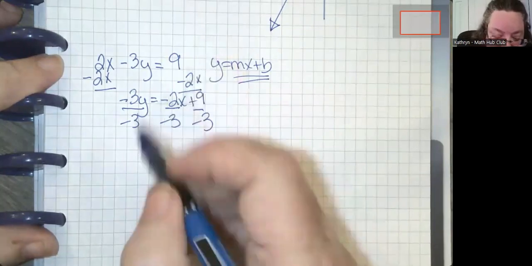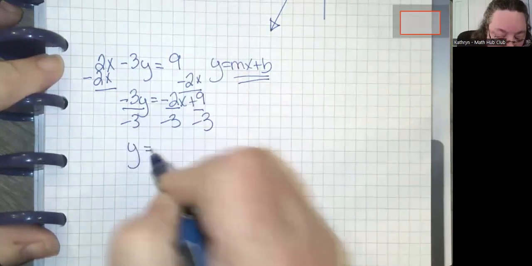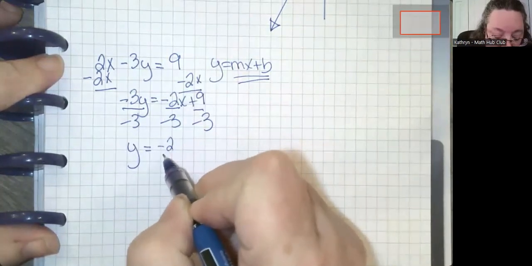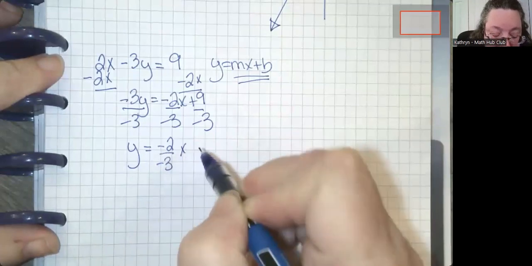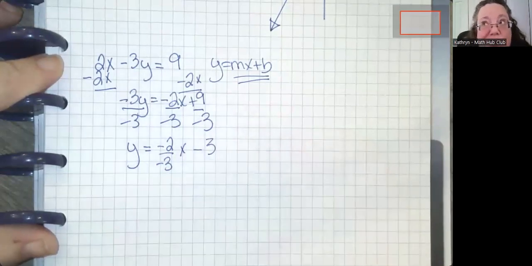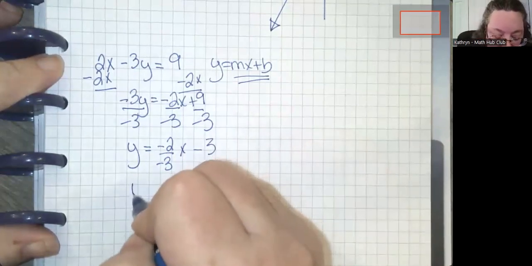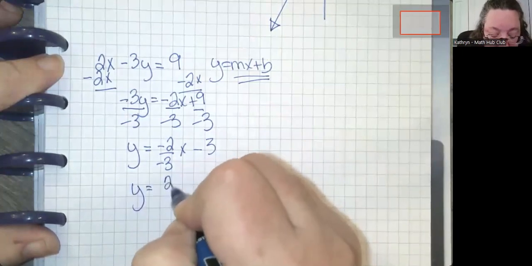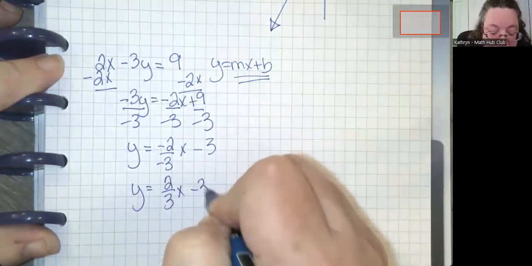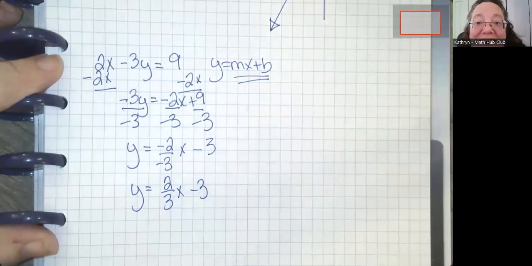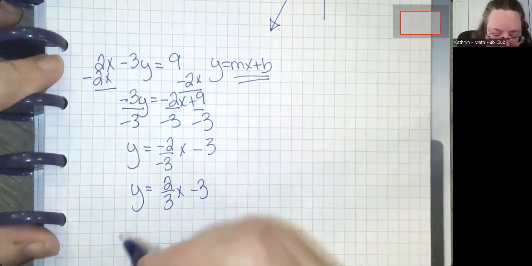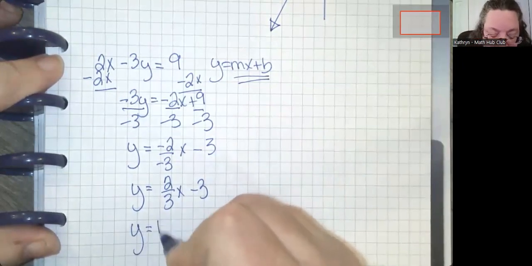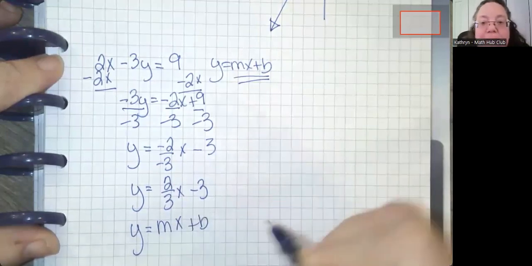Now we're going to divide. y equals -2 over -3 x minus 3. Well, a negative over negative is a positive. So we have y equals 2/3 x minus 3. And would you look at that? It's ready. y equals mx plus b.